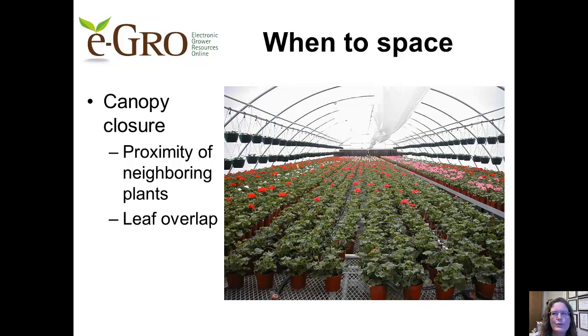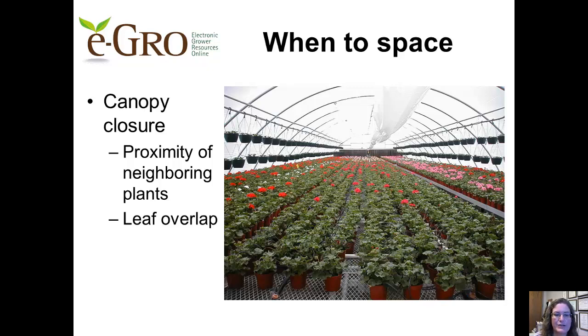So, how to know when to space a crop? Thinking about the concept of canopy closure is helpful in answering this question. Though the term is derived from evaluating plant coverage in forests, where it's defined as the percentage of ground area shaded by overhead foliage, it provides a visualization that's useful in greenhouse crop production.